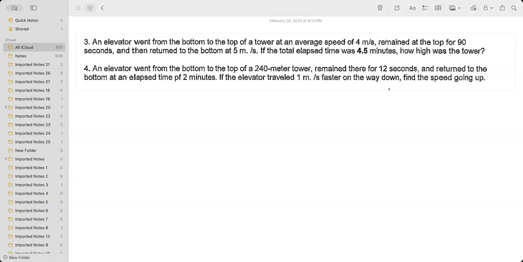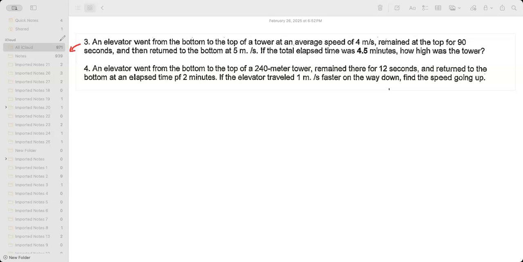How about this? Whoever wants to do by themselves, whoever is preparing for CBE, I would ask you to try by yourself. Others, I can go over it. But can you please check whether everybody can go through by themselves? Because we have covered this, maybe done some sample. An elevator went from bottom to top of a tower at an average speed, remained at the top for 90 seconds, then returned to the bottom. The total elapsed time. How high was the tower?